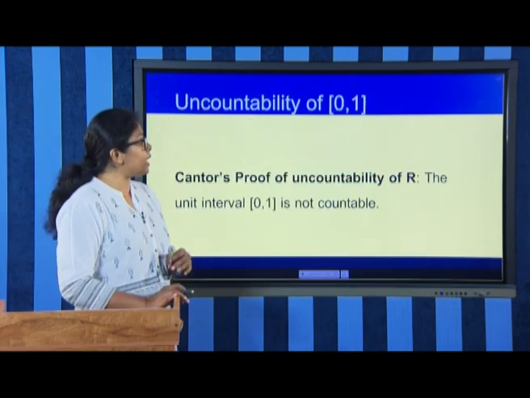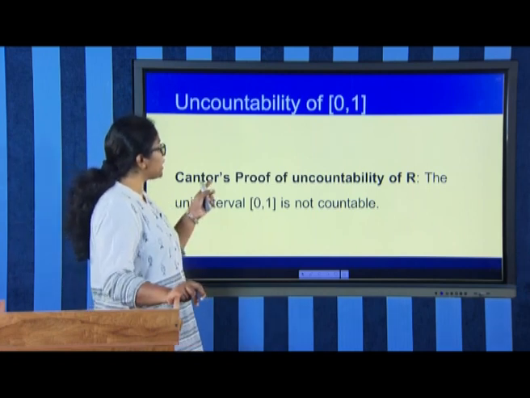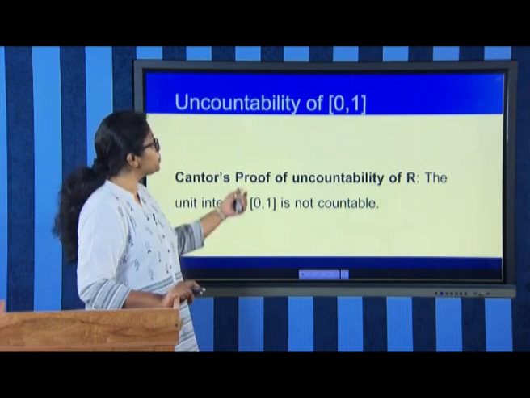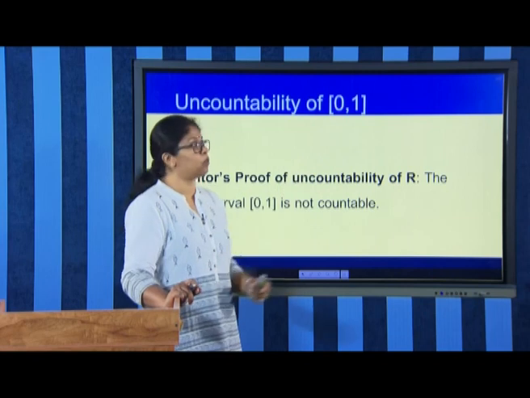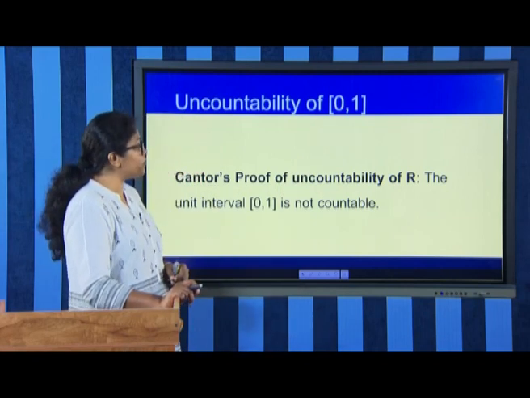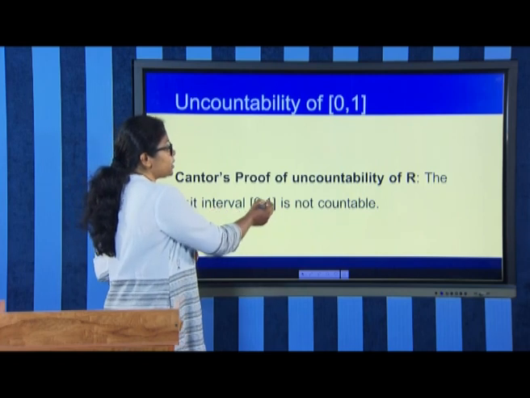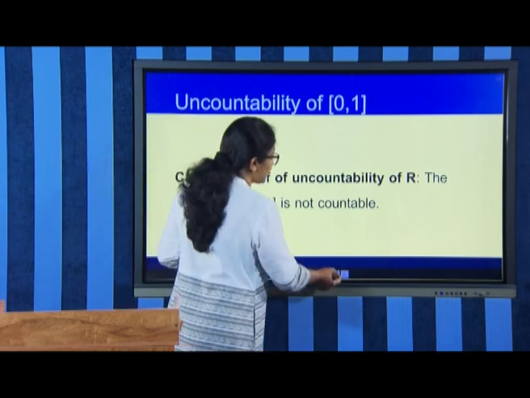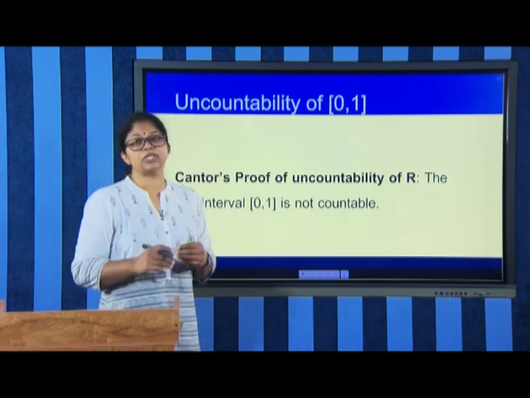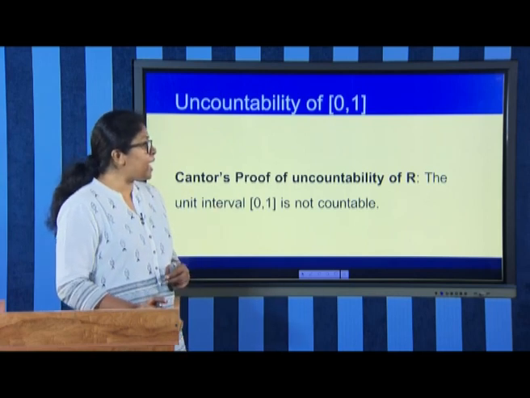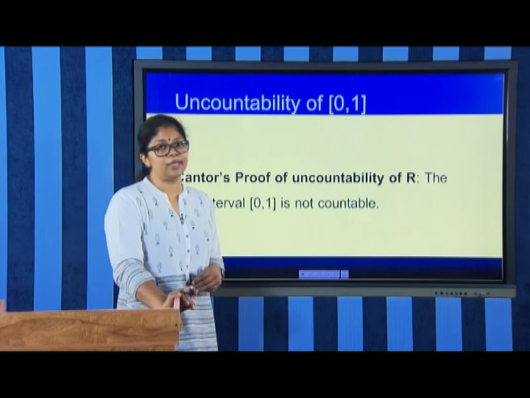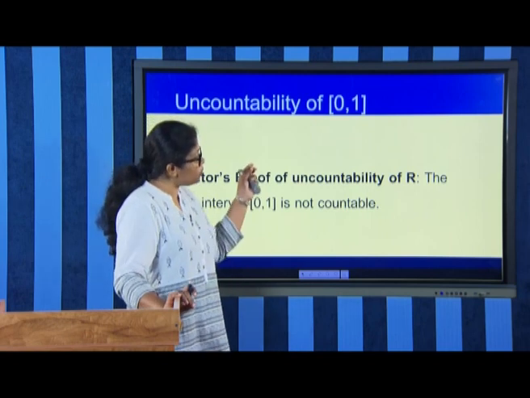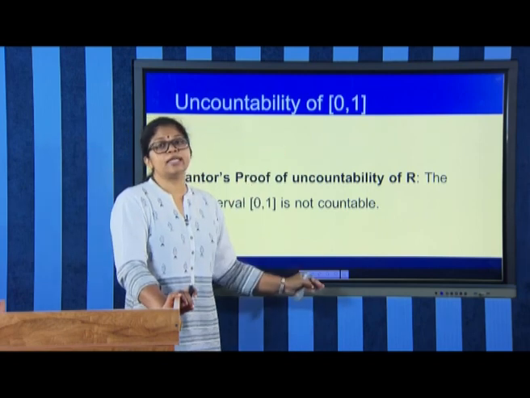Now, we can look at an interesting result which was proved by Cantor. To prove the uncountability of R, he proved the uncountability of the interval 0, 1. So, Cantor's proof says that the closed unit interval 0, 1 is not countable. The proof is by taking the decimal representations of the elements of the set 0, 1 and finally creating a new element having a decimal representation which is not one among the ones listed in the sequence.